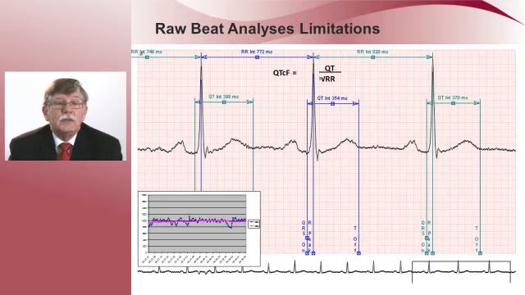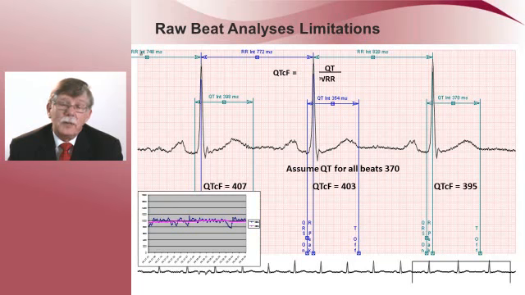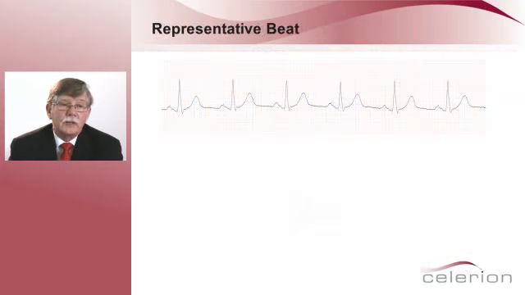If you look at the QT intervals that are listed, they go from 370 up to 354, and that's because of artifact. If you assume all of those are 370, which is probably most accurate, the one on the right is probably the most accurate measurement. If you assume all of the QTs are 370, based upon the variability in RR interval, the QTc varies from 395 to 407. So you get quite a bit of variability just based on the beat-to-beat RR interval.